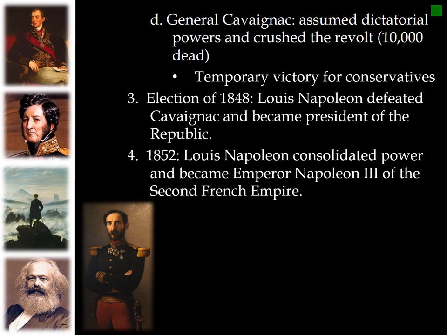In 1852, Louis Napoleon consolidated power and was able to use the plebiscite, that national referendum, a yes or no vote that he offered to all male voters, to become Emperor Napoleon III of the Second French Empire. So between the beginning of the Revolution of 1848 in France and the end, Louis Napoleon now became emperor, and there was a Bonaparte on the throne again in France. This means that the Second French Republic is now gone. Ultimately, this means a failure of the Revolution of 1848 in France.